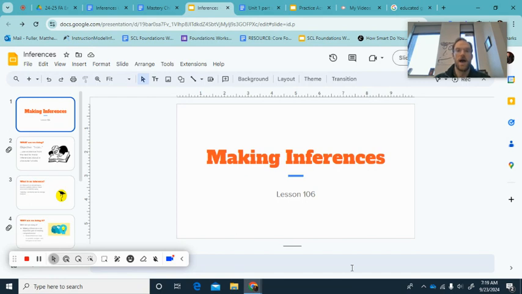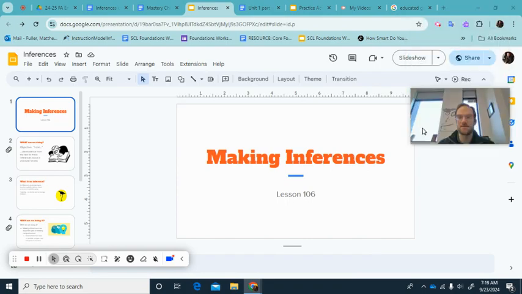And so after 106, there's 107, and then it's the essay, and that's it for the first half of Unit 1. So let's make sure we lock in for these last two lessons, because by the end of next week, it'll be too late to do any of the lessons between 101 and 107. And so that being said, inferences.